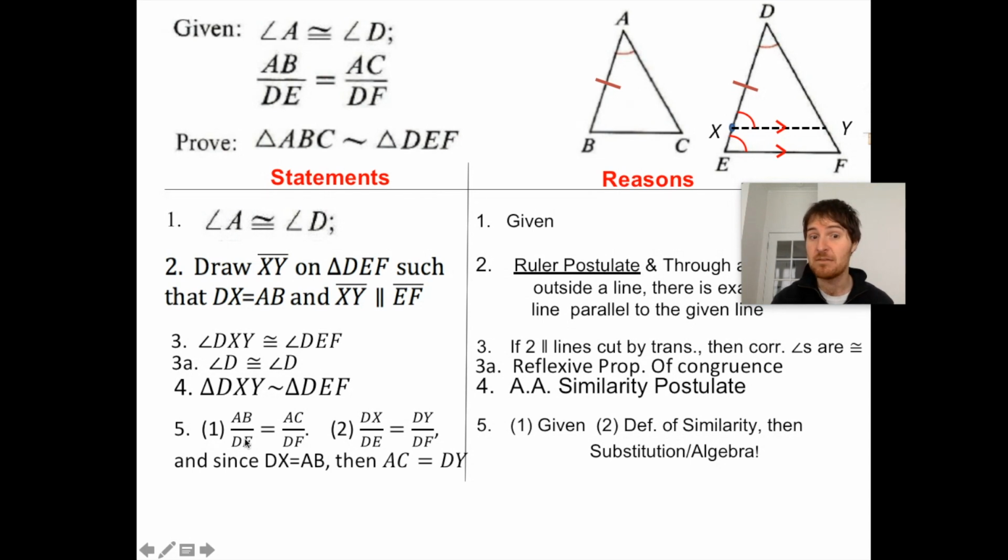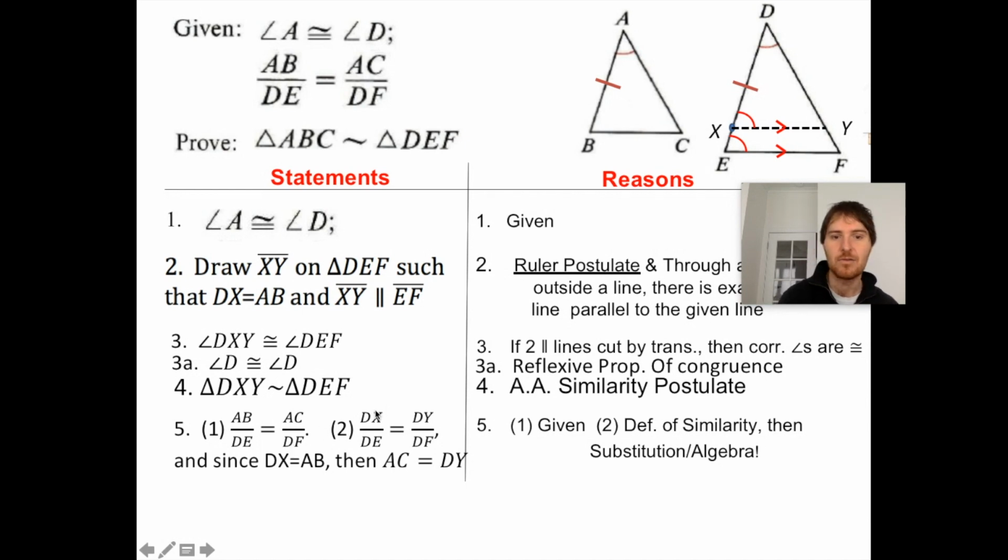AB over DE, okay, that equals DX over DE because DX is the same thing as AB. Look at this over here, DX, same thing as DE. So that means that AC over DF also equals DX over DE. Those two are the same thing here. So we're kind of using transitivity quite a bit here. AC over DF is going to have to equal DY over DF. Why does DY over DF equal AC over DF?